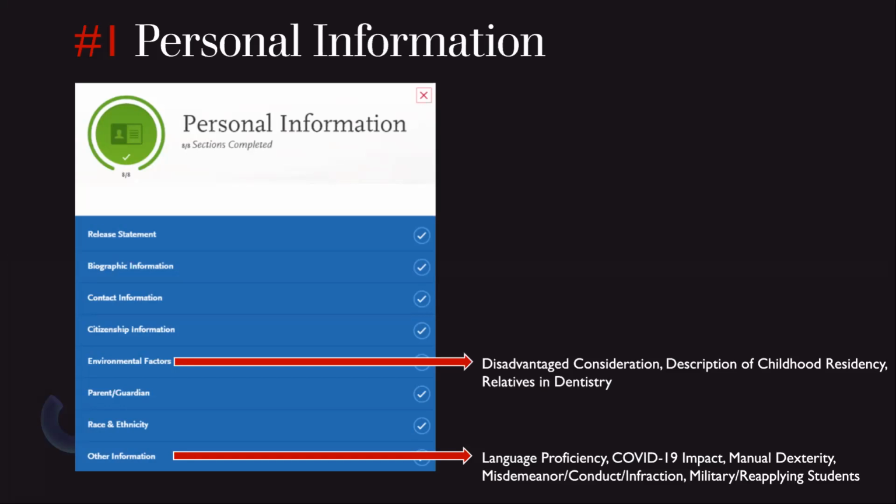Misdemeanor, conduct, and infraction information is something that you definitely have to be honest about, because they will run background checks from my understanding. And then finally, military and reapplying students: you will also be given a section to explain if this is applicable to you, kind of how and what happened, and what your current status is.